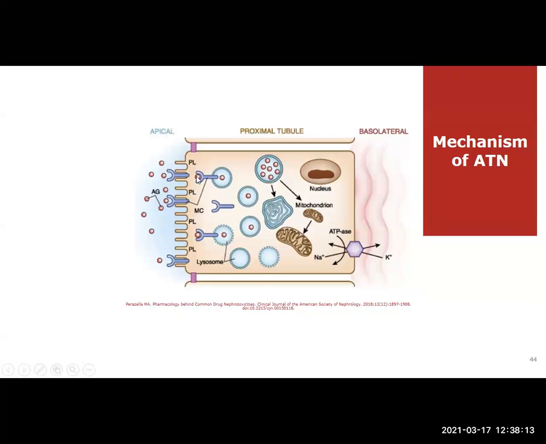So you can see that they're entering the cell here, and then the aminoglycosides are endocytosed and enter the cell where they are translocated into the lysosomes as seen here. Ultimately, this lysosomal injury and rupture along with mitochondrial injury results in tubular cell toxicity.